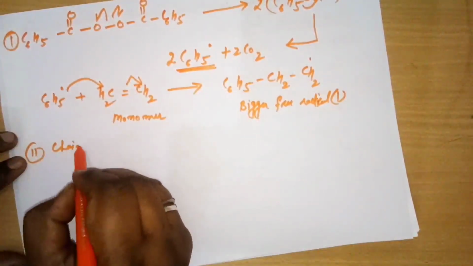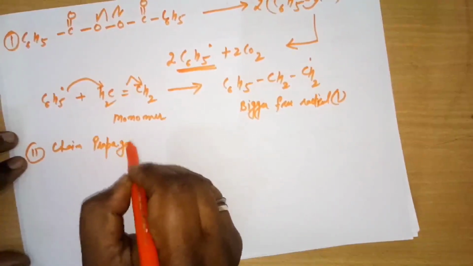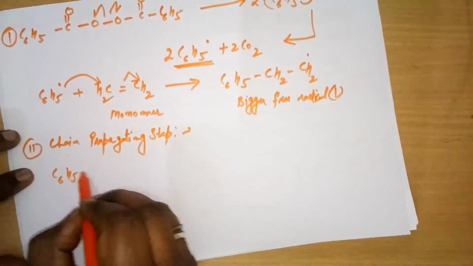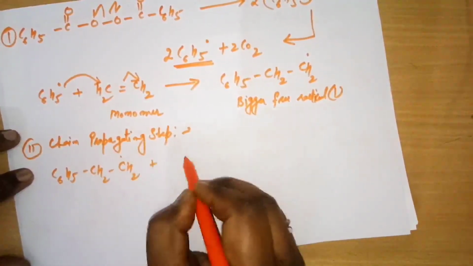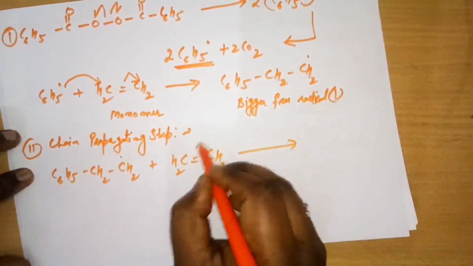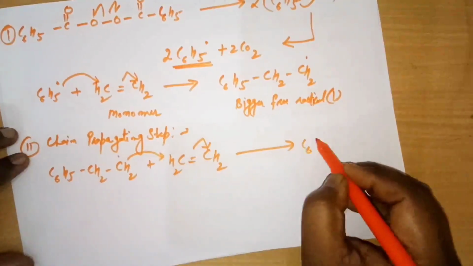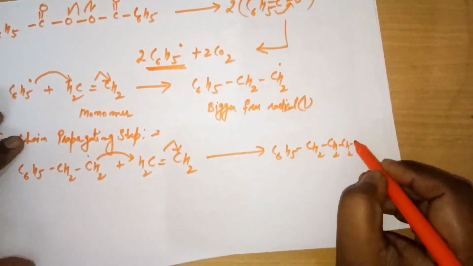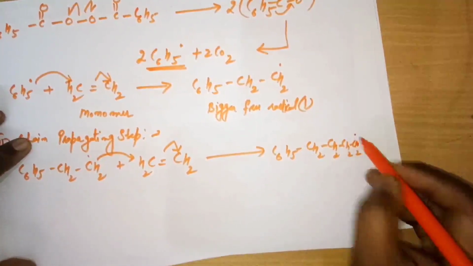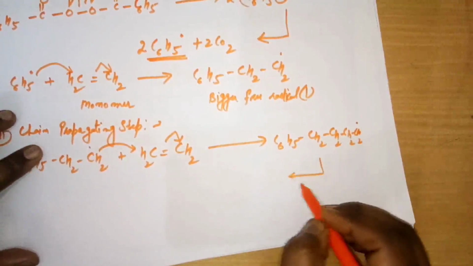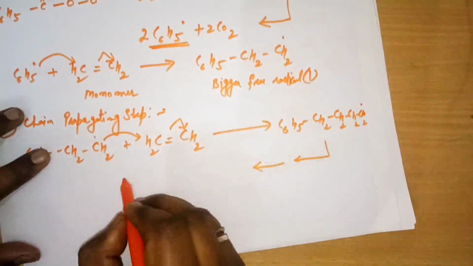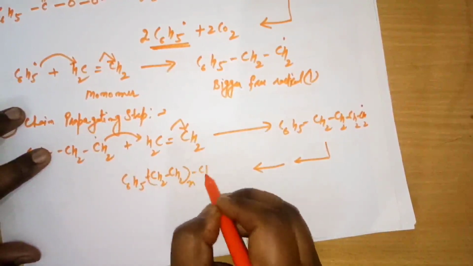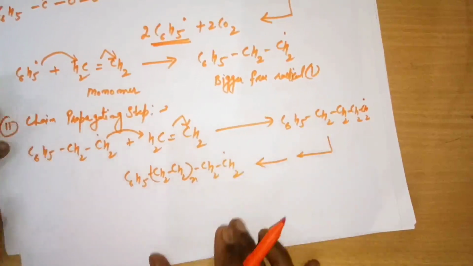Second step is chain propagating step. In this step, this free radical again reacts with ethene molecule, which is a monomer, and we get another big free radical. This reaction goes on and we get a very big free radical which contains a large number of ethene molecules.